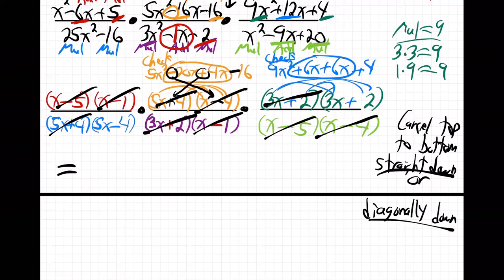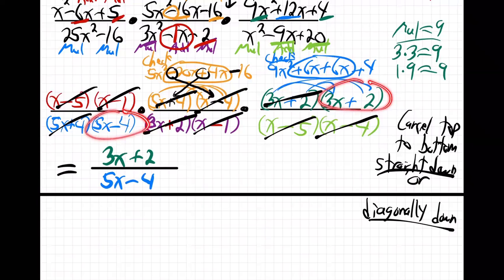Wow. What in the world is left? On the top, 3x plus 2. On the bottom, 5x minus 4. This is the only thing left on the bottom. This is the only thing left on the top. Wow, that was quite a problem of simplification. There we go.